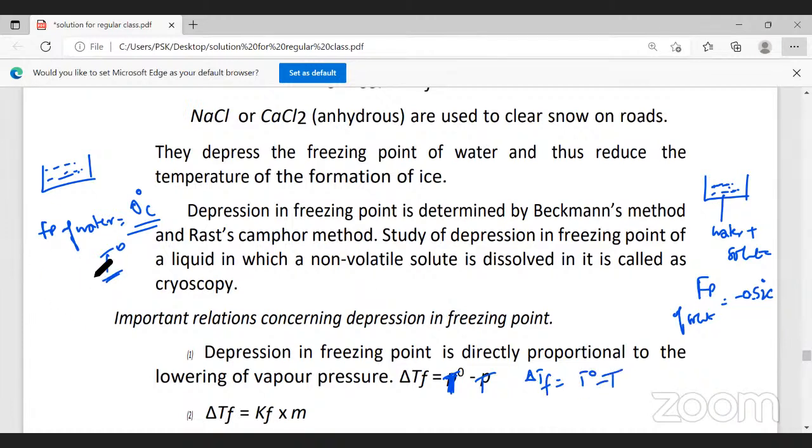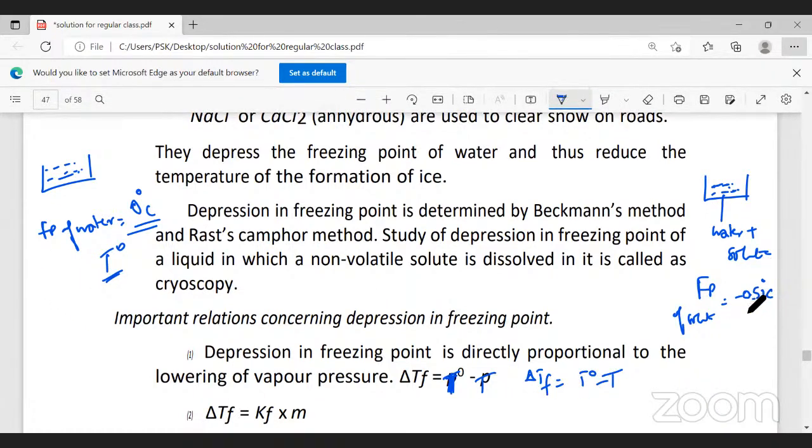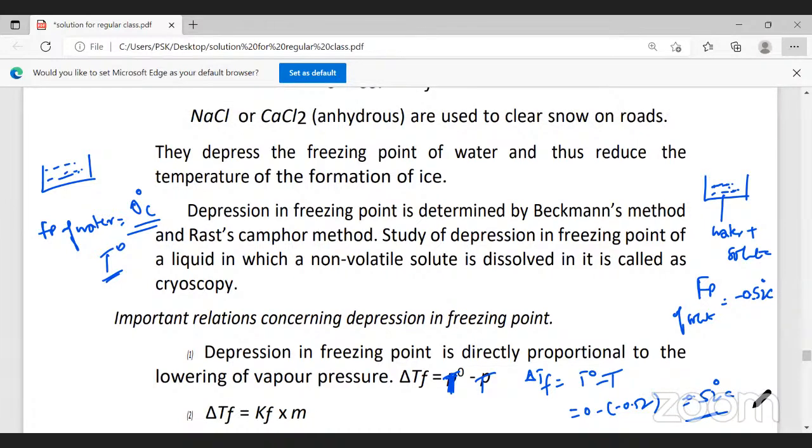So delta Tf is the freezing point of pure water minus the freezing point of its solution. Here in this case, it will be 0 minus of minus 0.52, which equals 0.52 degrees. You should remember, whenever a solute is added to a solvent, the freezing point of that solvent will decrease. That decrease in freezing point of solvent is called cryoscopy.